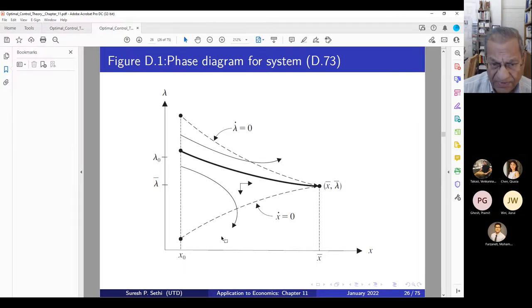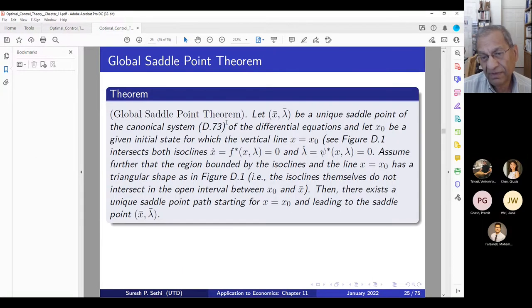The global saddle point theorem says that if x zero and these two isoclines form a triangle, then there exists a lambda zero along this line that will go exactly there. Which means that if you choose lambda zero here, it will go like this and go out. Once you go out, it's never going to get here. If you choose lambda zero a little bit less than that, it will go here and go out. And then it's never going to be there. So there's only one value that will get there. This is a theorem that you can use when you're writing a paper. You don't have to prove it each time because this theorem allows you to do so.